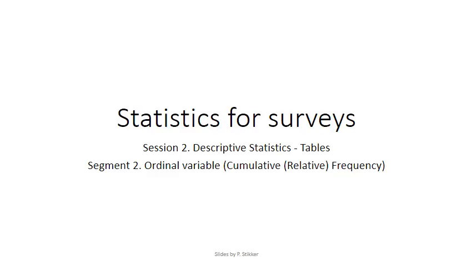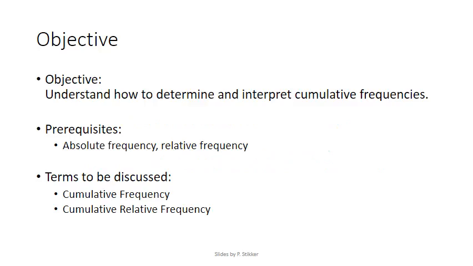Welcome to Statistics for Surveys, Session 2, Descriptive Statistics Tables, Segment 2, Ordinal Variables, where we'll discuss cumulative frequencies and cumulative relative frequencies. The objective of this segment is to understand how to determine, but also interpret cumulative frequencies. You would need to be familiar with the terms absolute frequency and relative frequency from the previous segment, and in this segment we'll discuss cumulative frequency and cumulative relative frequency.